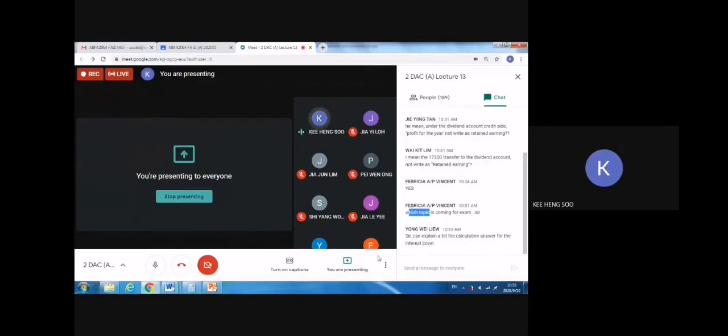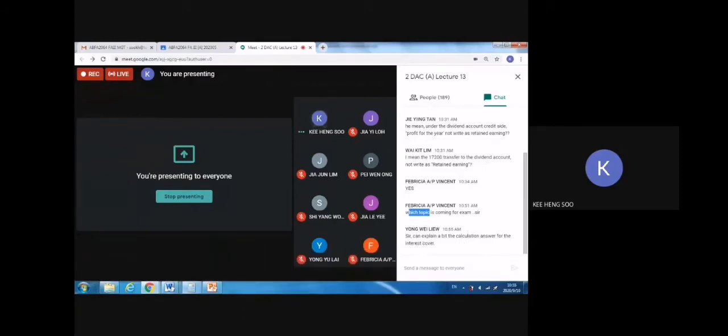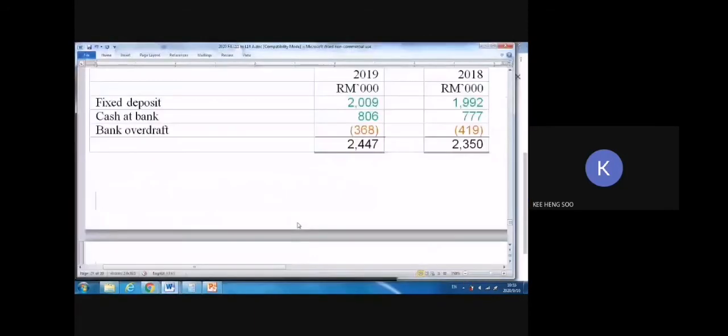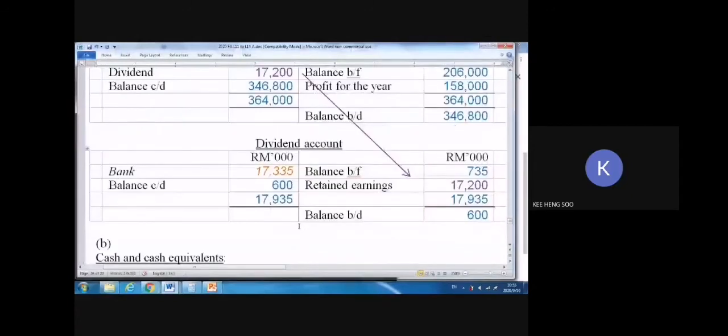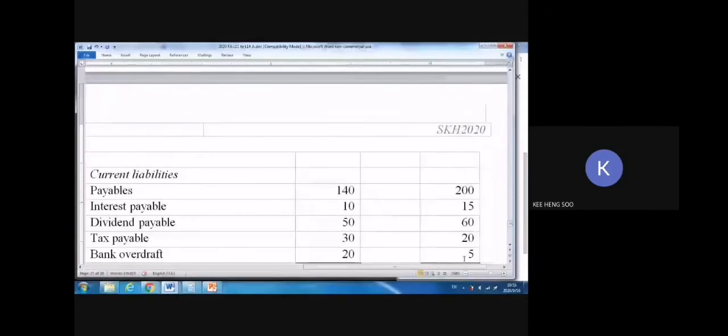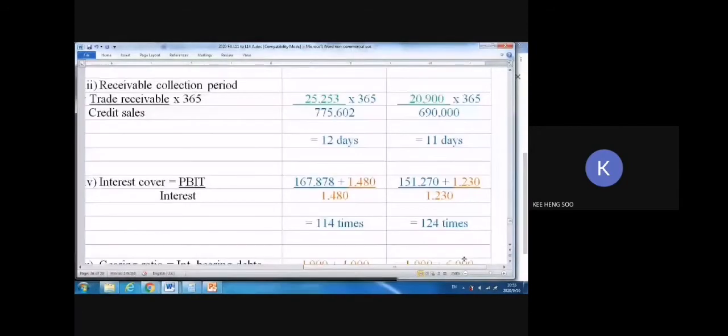Interest covered means what? Interest covered tells you how many times you are able to pay interest. Your profit is 167,000. You add back the interest, then divide by interest. I'll give you a simple example.